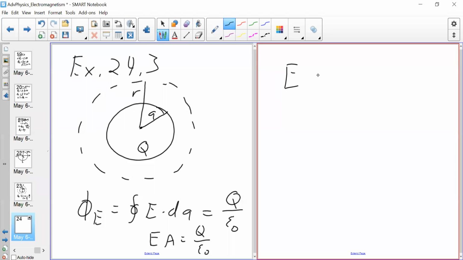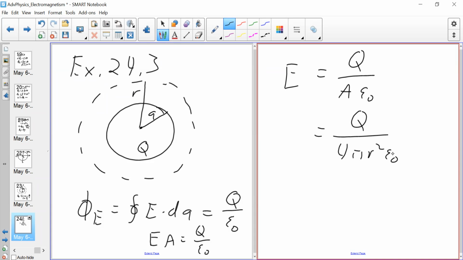So E, oh, and the surface area of the sphere is 4 pi r squared. So we have E equals Q over A epsilon naught, which is Q over 4 pi r squared epsilon naught. And we know that k is 1 over 4 pi epsilon naught. So this just becomes kQ over r squared. Yay, the original electric field equation, right?